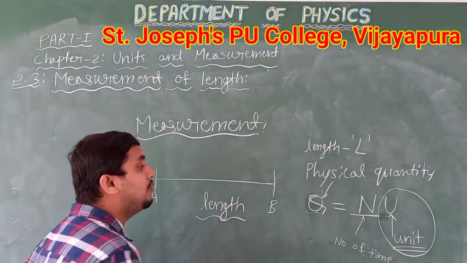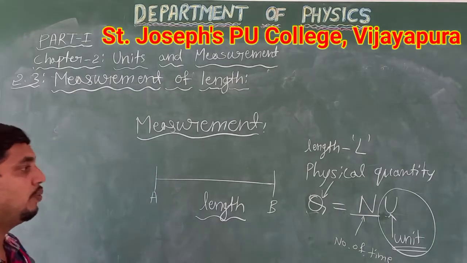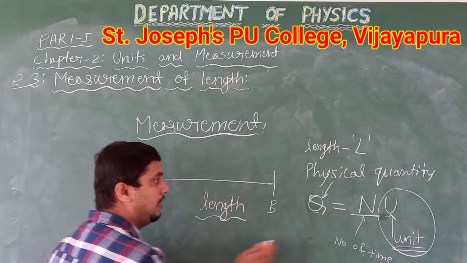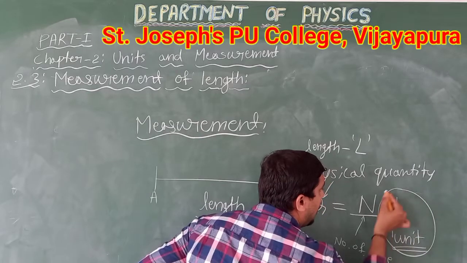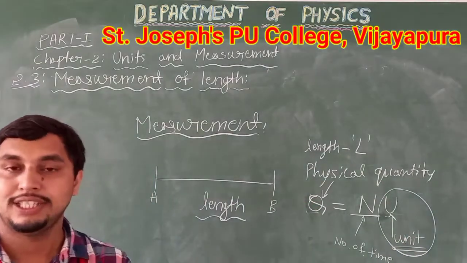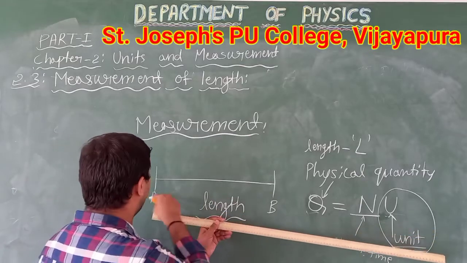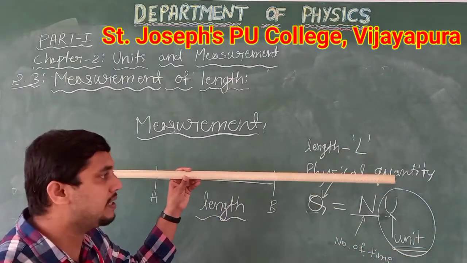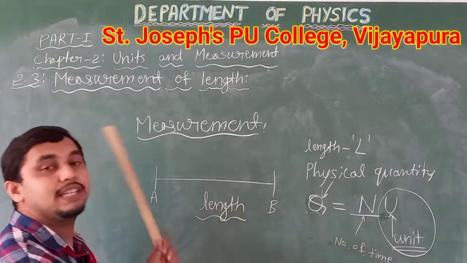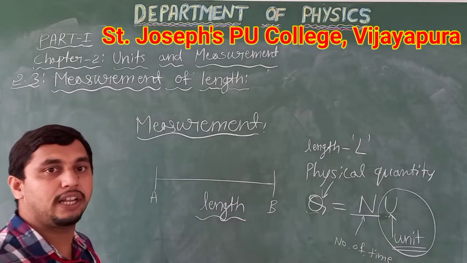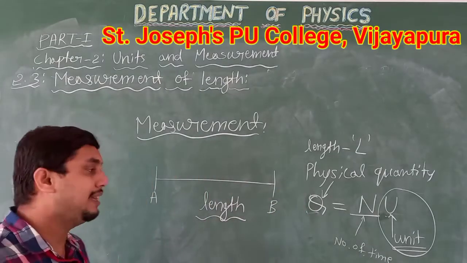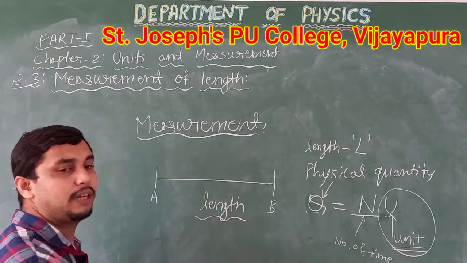So what we did, very simply, is compare this physical quantity with a standard of reference, that is the unit. If I have to measure this length from A to B, I have to use a device, a meter scale. This meter scale is a standard of reference for length, which we call a unit. Like that, here I am measuring with a centimeter, so the centimeter is the standard of reference.